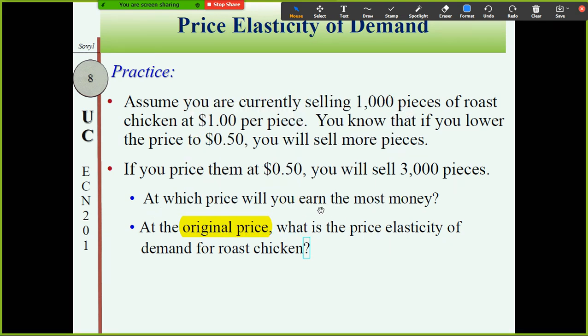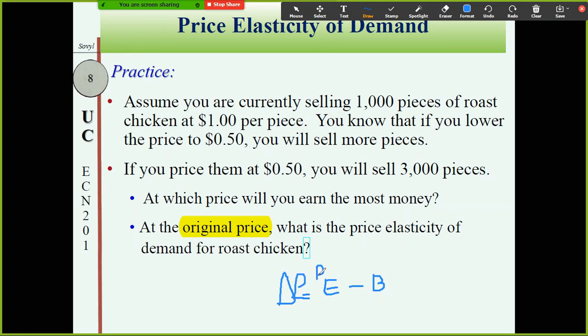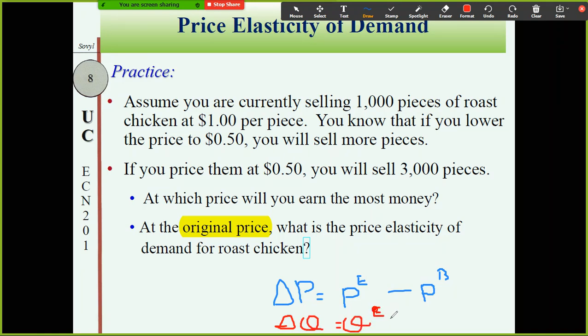So you can find which price you can earn the most money at the original price. When we're talking about the change, what does change mean? Change means ending point or ending value minus beginning point or beginning value. When you're talking about change in price, ending price minus beginning price. When we're talking about change in quantity, quantity ending minus quantity beginning.